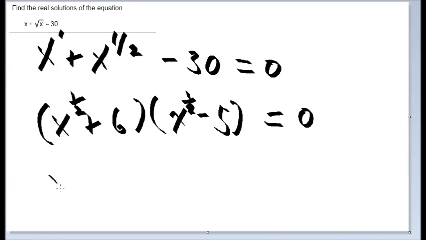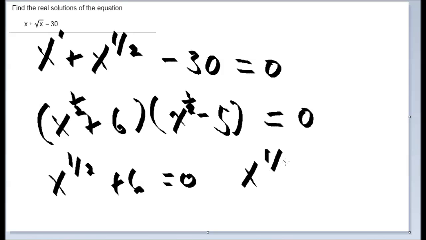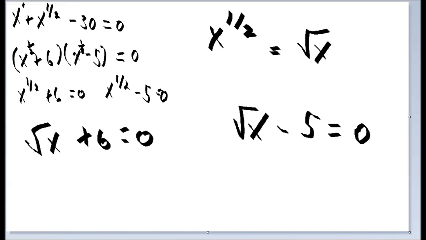Okay, now we have the equation x to the 1/2 plus 6 is equal to 0, and x to the 1/2 minus 5 is equal to 0. So what we can do now is use the fact that x to the 1/2 is equal to the square root of x and change that x to the 1/2 to the square root of x, and then we can solve, or try to solve, this equation.